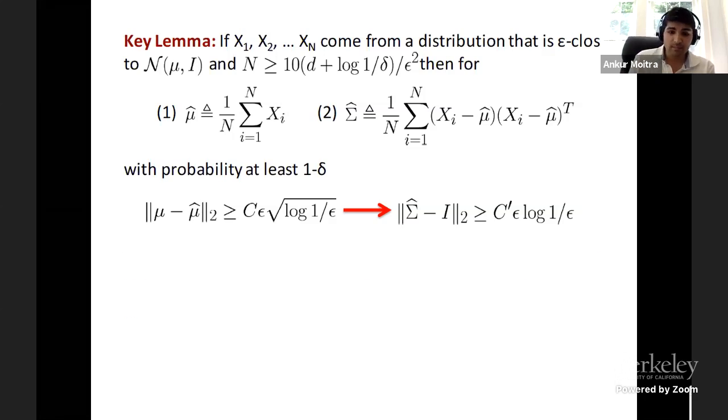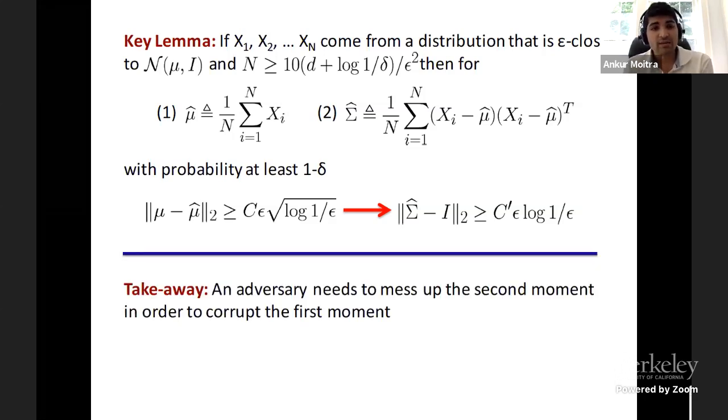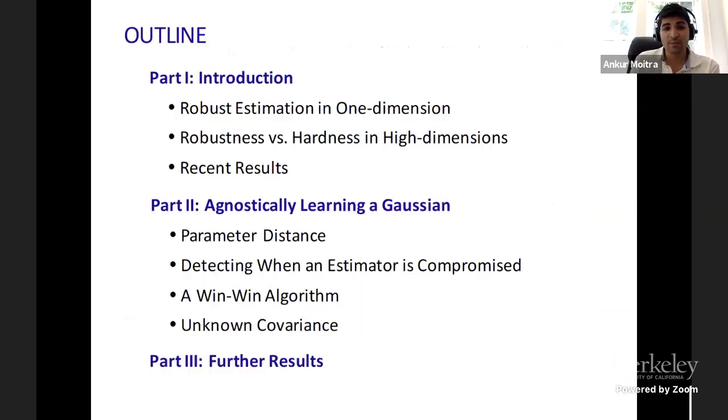And so what's the main takeaway from this lemma? What's the abstraction? It is that in order for an adversary to corrupt the empirical first moment, there actually needs to be some echo of what they've done in the second moment. And that's how you figure out where the adversary has added the corruptions. And now how can we put this all together to get our overall algorithm?